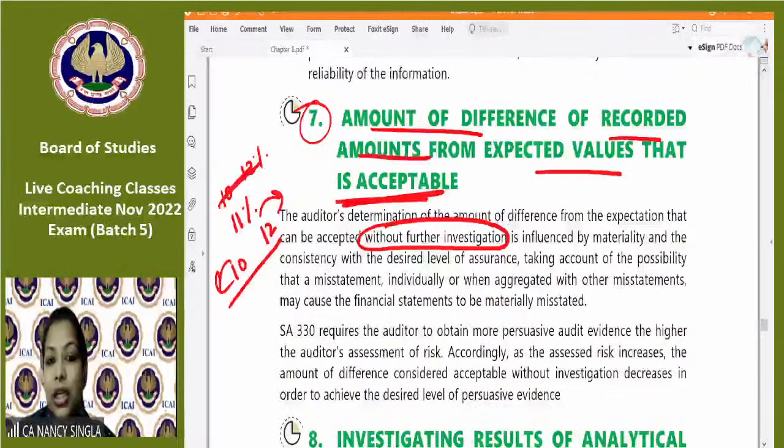So the auditor's determination of the amount of difference from expectation that can be accepted without further investigation is influenced by materiality. How material is the item.